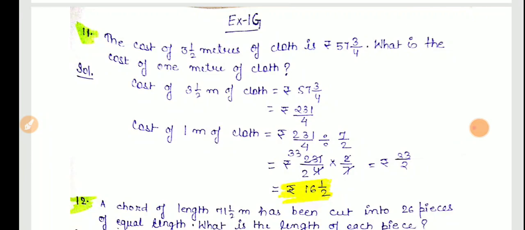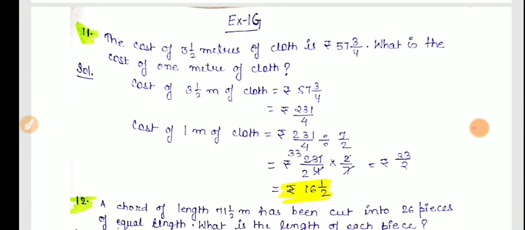In the previous video we had solved till question number 10 and now we are proceeding with question number 11. The cost of 3 complete 1 by 2 meters of cloth is rupees 57 complete 3 by 4. What is the cost of 1 meter of cloth?